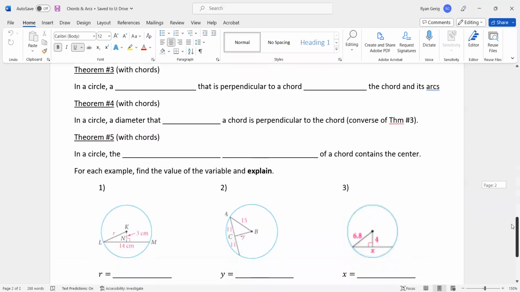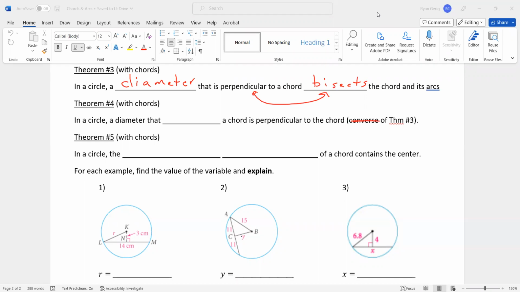So, there's more theorems, of course. In a circle, a diameter that is perpendicular to a chord bisects the chord, cuts it in half, and its arcs. This is not technically the converse. I don't like the word converse here. It kind of switches these two things. It's not technically a converse, though.